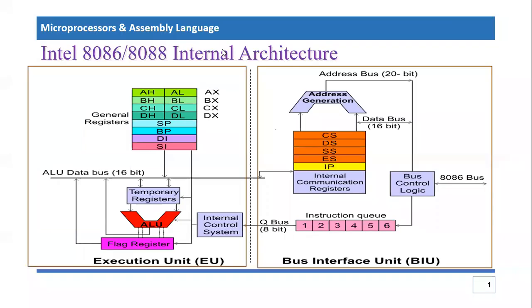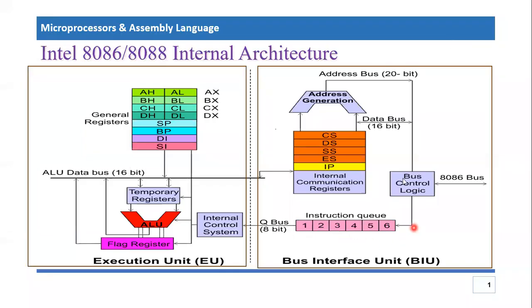In this parallel processing architecture, one unit, the bus interface unit, is fetching the instruction, and the other unit is executing it. That means the two processes have become totally independent and can run simultaneously. That is why it is more efficient and higher performance for the 8086 and 8088 microprocessors.